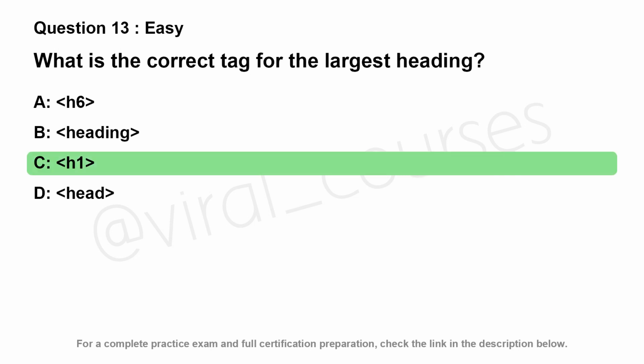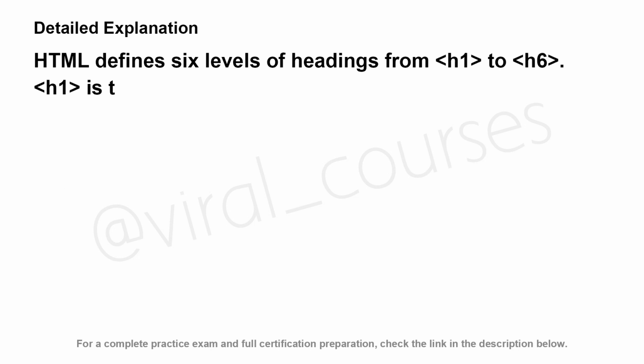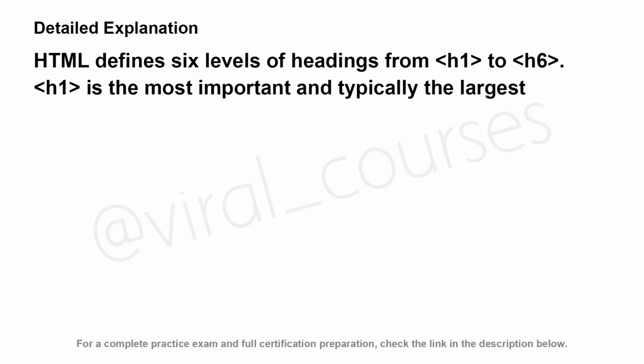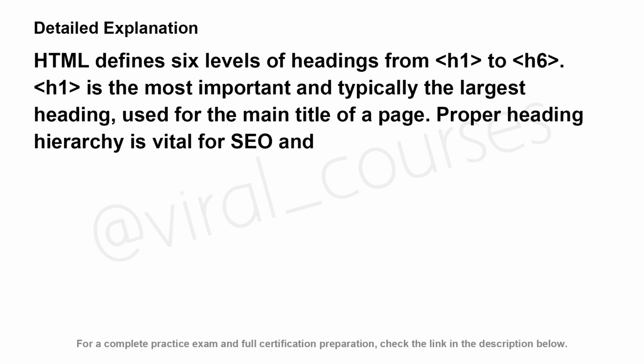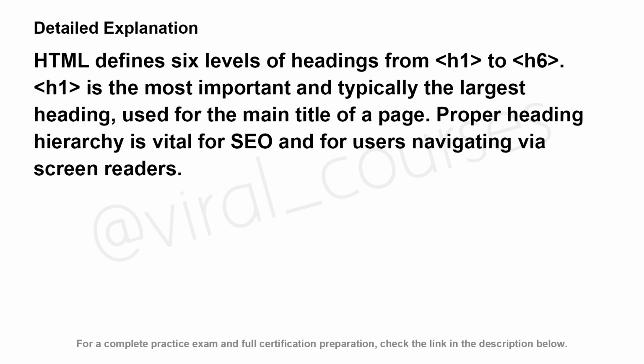The correct answer is C. HTML defines 6 levels of headings from <h1> to <h6>. <h1> is the most important and typically the largest heading, used for the main title of a page. Proper heading hierarchy is vital for SEO and for users navigating via screen readers.